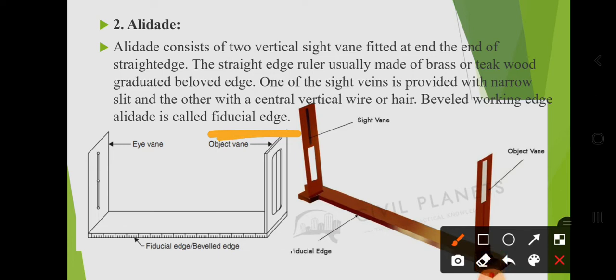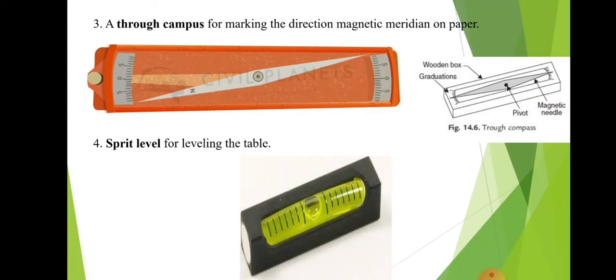Alidade consists of two vertical side vanes fitted at the ends of a straight edge. The straight edge ruler is usually made up of brass or teak wood, graduated below the edge. One of the side vanes is provided with a narrow slit and the other with a central vertical wire or hair. The beveled working edge is called the fiducial edge.